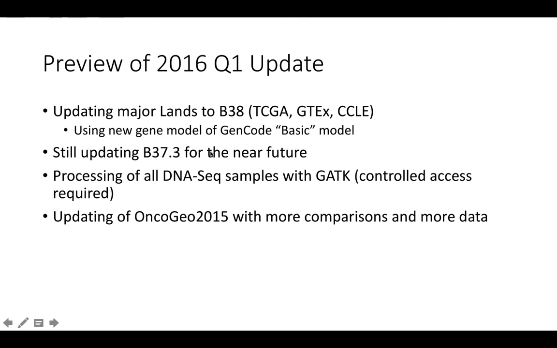We're moving to the GENCODE gene model, the basic version, for visualization and searching. The UCSC gene model was phased out, and so they're using Ensembl or GENCODE. So we're going to do the same thing. I think that's going to be a big improvement for people because it'll match up with a lot more of what's in the literature when you're doing your searches.